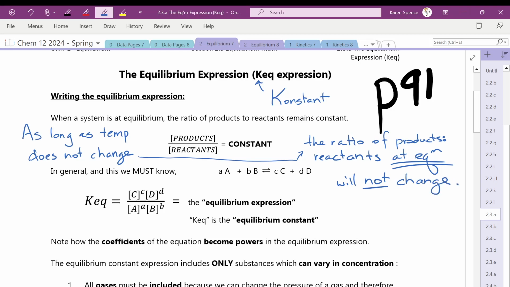Now, if you're in the middle of a shift or at the beginning of a shift, that ratio is going to be different, okay? But the system is shifting to bring the ratio back to that constant value. Bring the ratio of products to reactants back to that constant value.